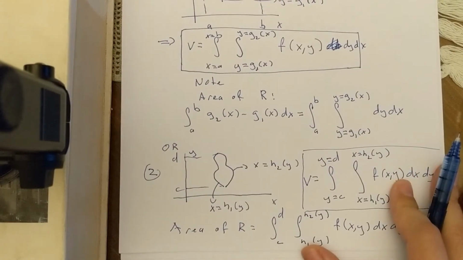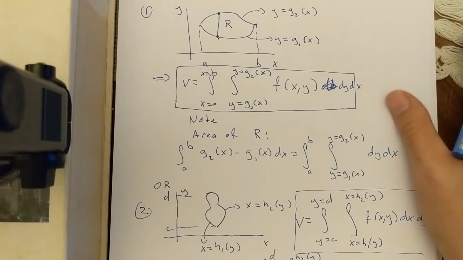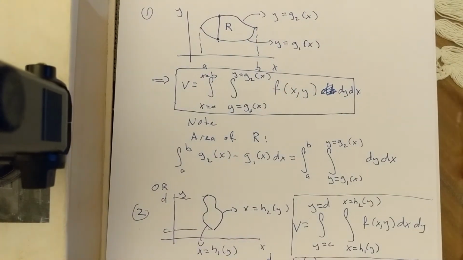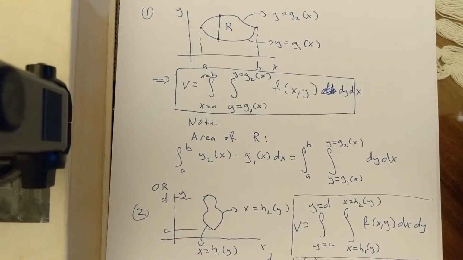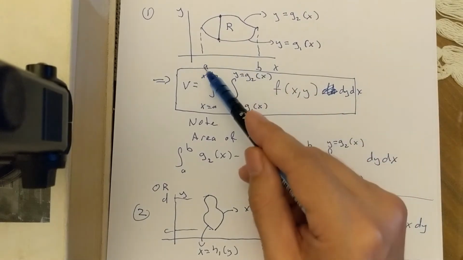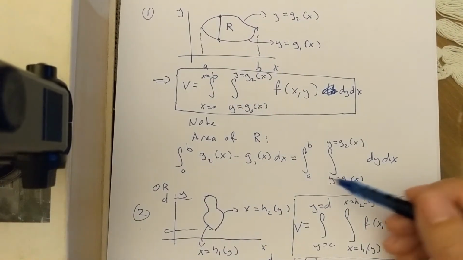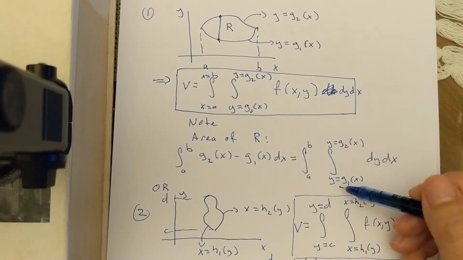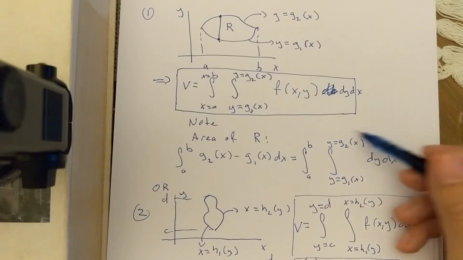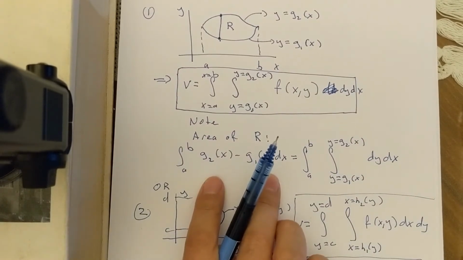Now, I'd like to make a note here, and the note is very interesting itself. If I was not interested in any volumes, if I was just interested in the area of this region, which is a Calc 1 question, the area of the region would be the top function minus the bottom function over the interval a, b. Now note that that's equal to the integral from a to b, y equals g1 of x to g2 of x, dy dx. If you evaluate this in one step, you just get this.